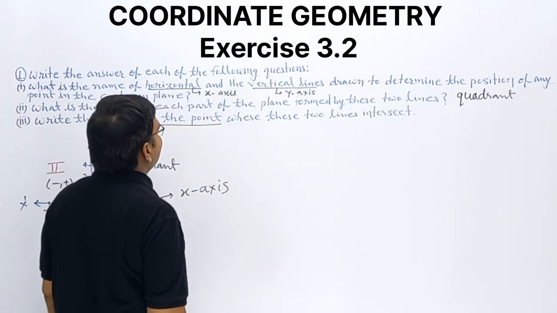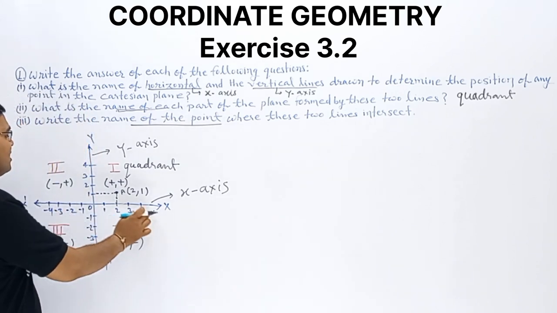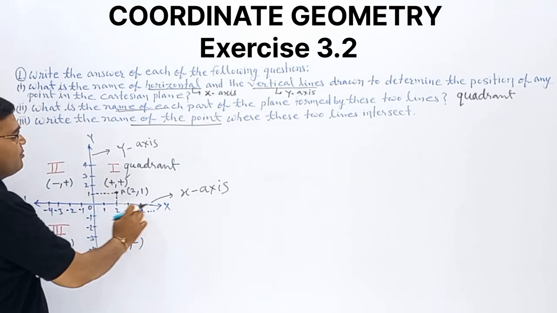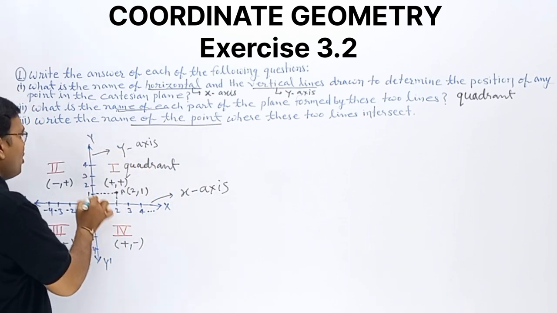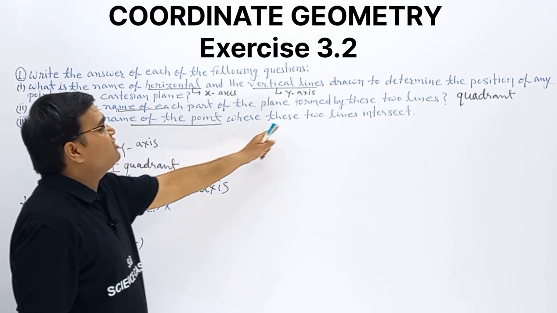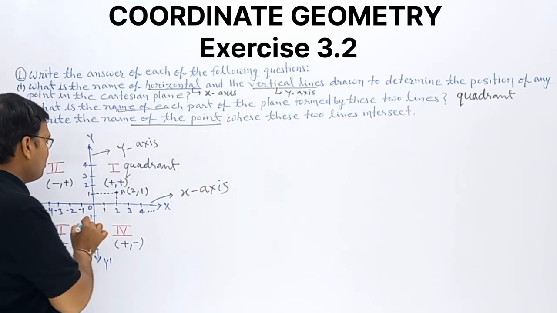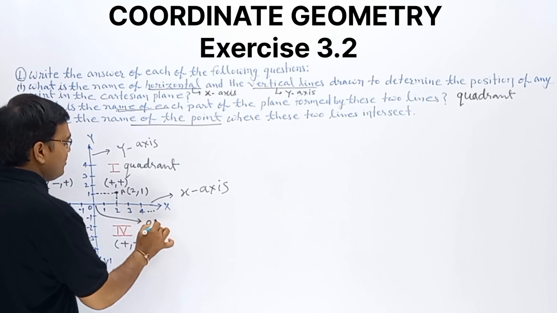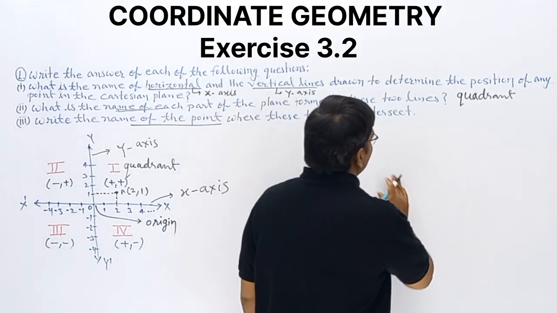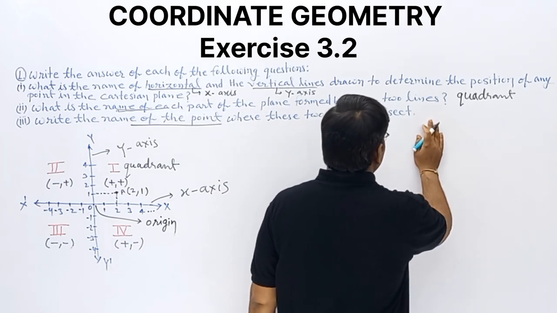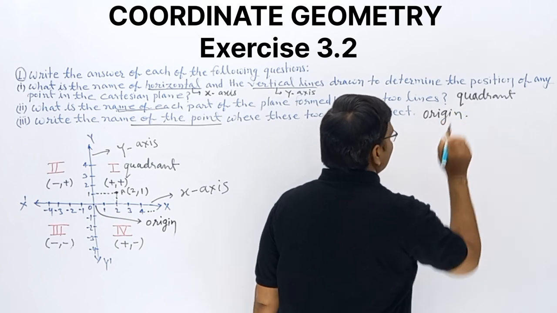Now write the name of the point where these two lines intersect. One is the horizontal line and the other the vertical number line. The horizontal number line is called the x-axis, the vertical number line is called the y-axis. The name of the point where these two lines intersect: both intersect at 0, which is called the origin. So the x-axis and y-axis intersect at the origin. This is the answer for this question.